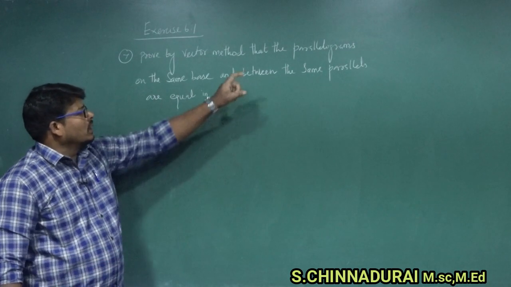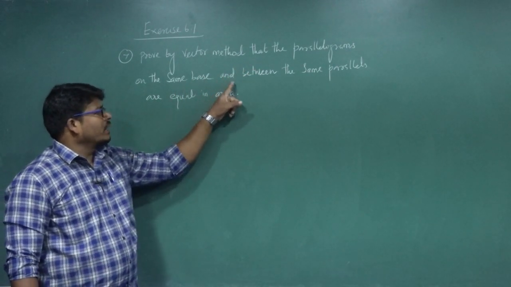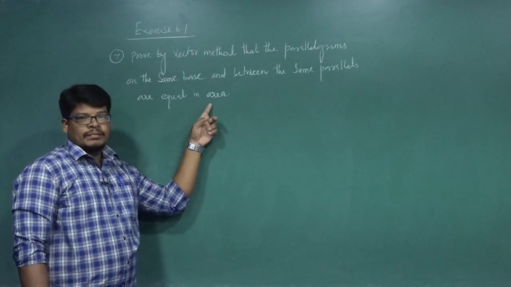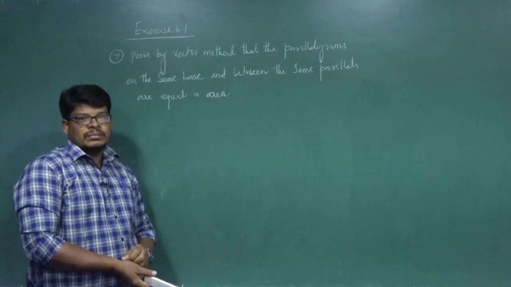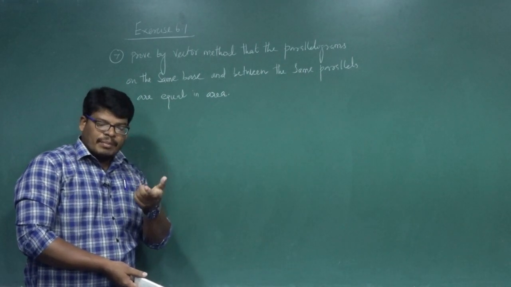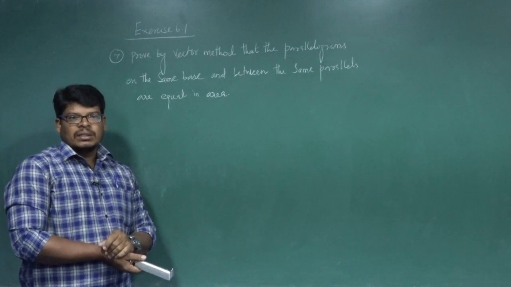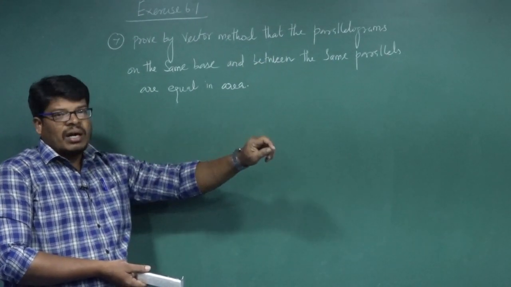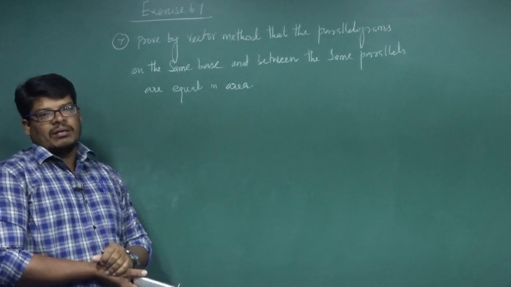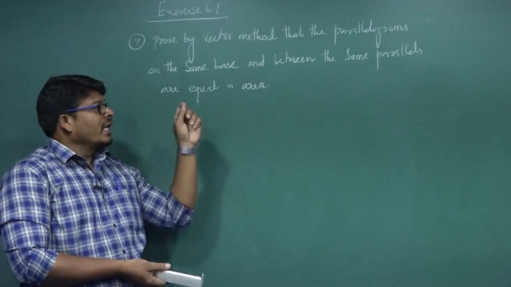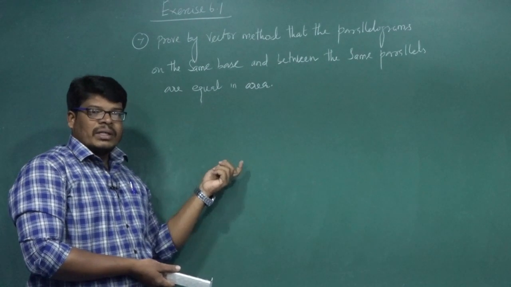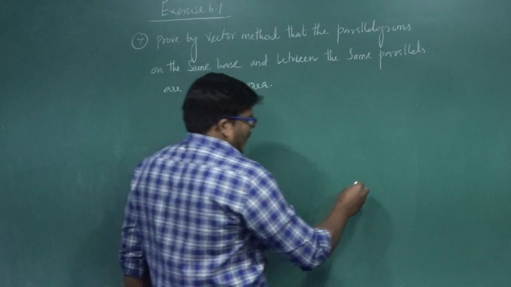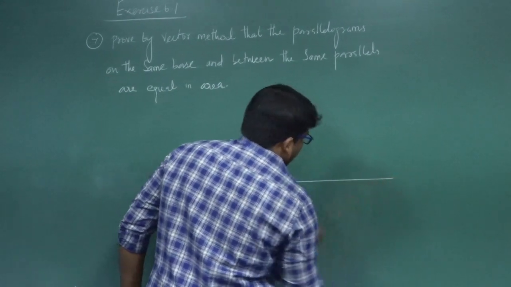What is given? Two parallelograms on the same base and between the same parallel lines. We have to prove that the area of one parallelogram is equal to the area of the other parallelogram.